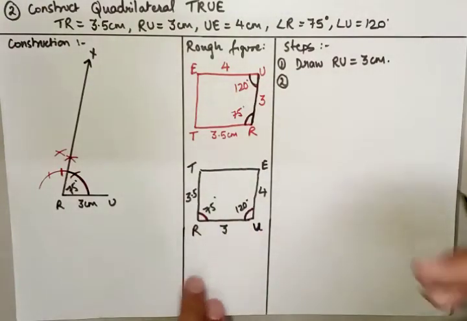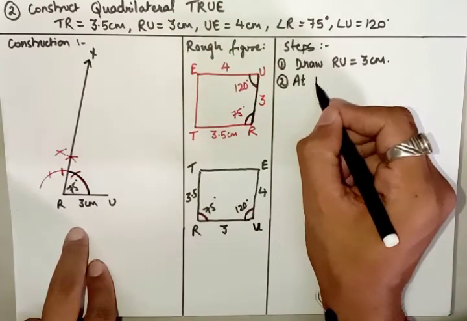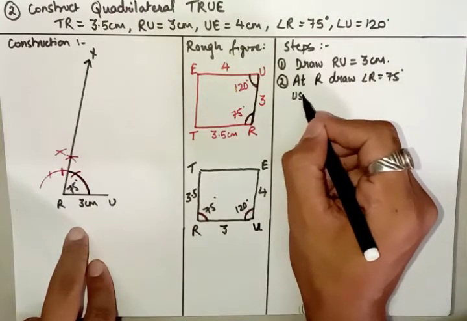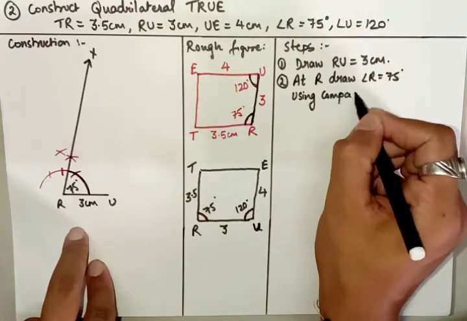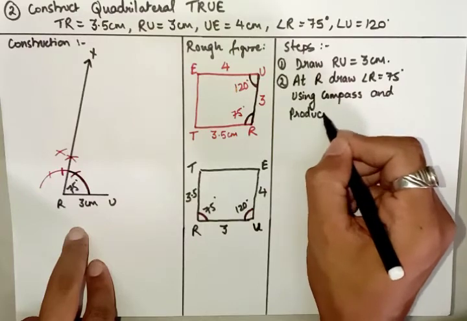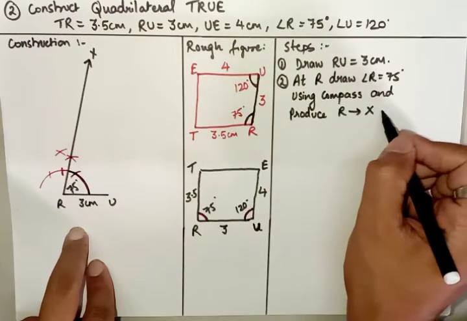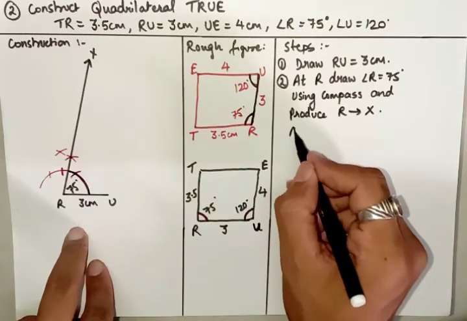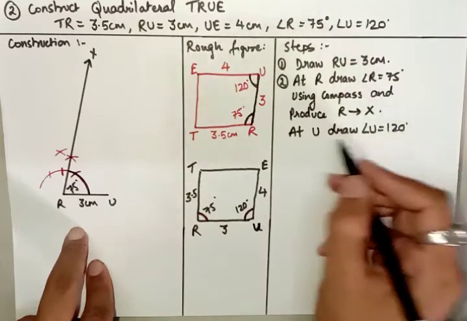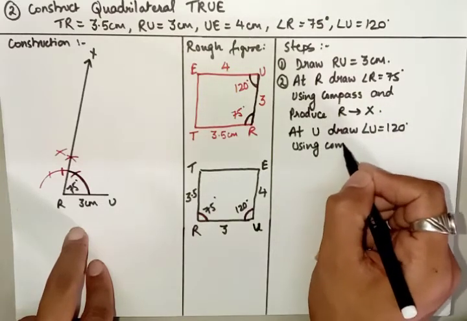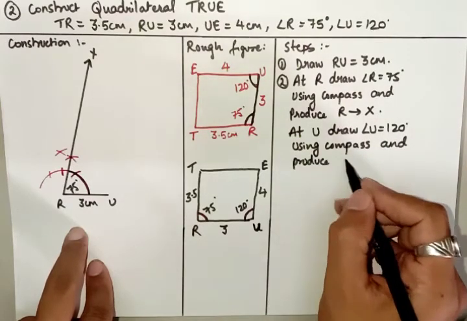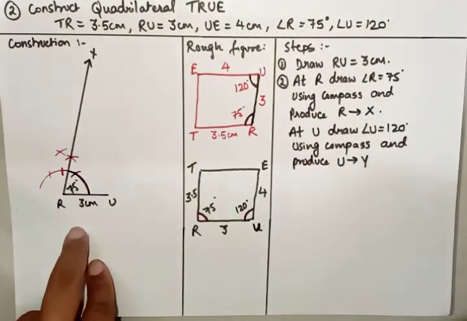Okay, so steps I am writing. At R, draw angle R equal to 75 degree using compass and produce R to X. Then at U we will now draw angle U equal to 120 degree using compass and produce U to Y. We will do right now this one.